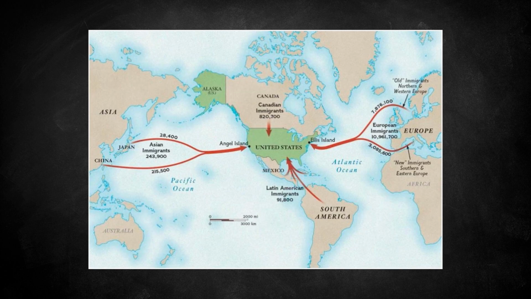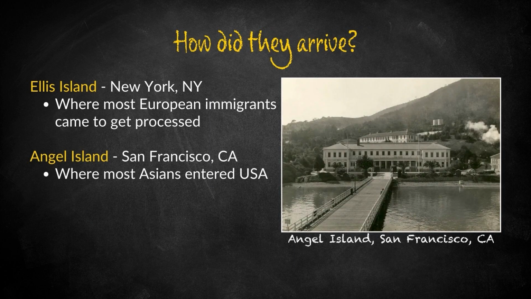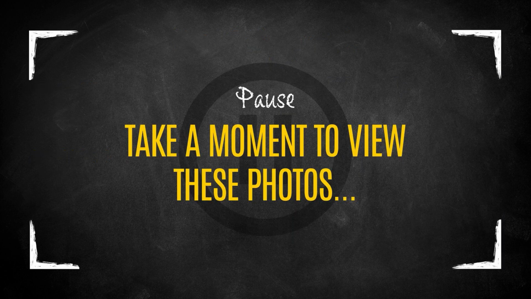The immigrants came in and got processed to become Americans. They came in from Europe into the East Coast in New York City to a place called Ellis Island. Coming from Asia into the West Coast, they landed in a place in San Francisco called Angel Island.